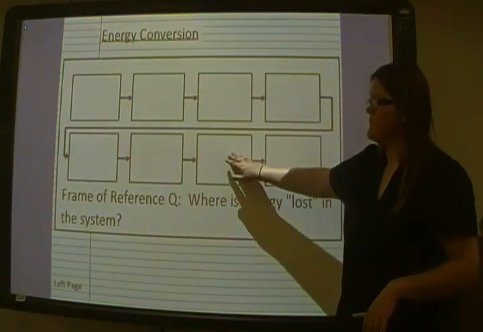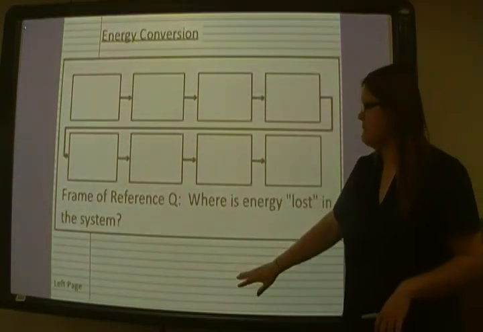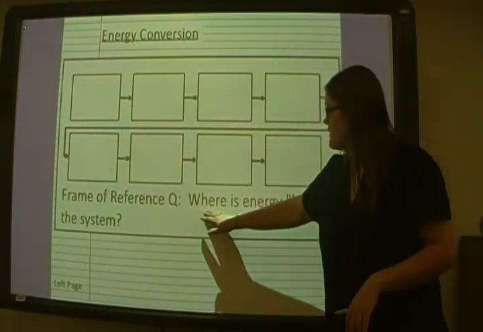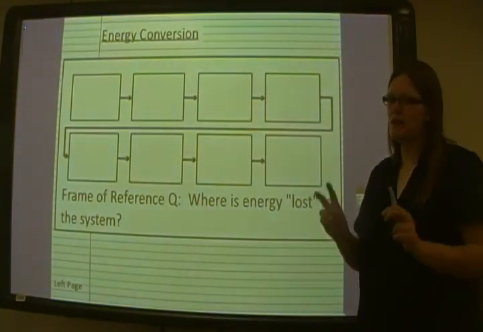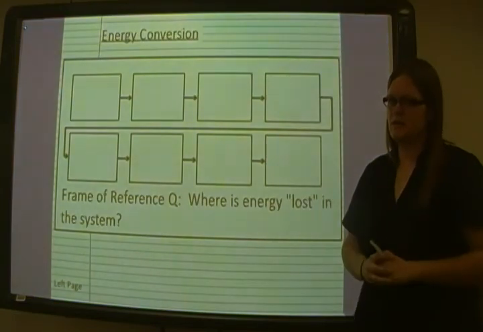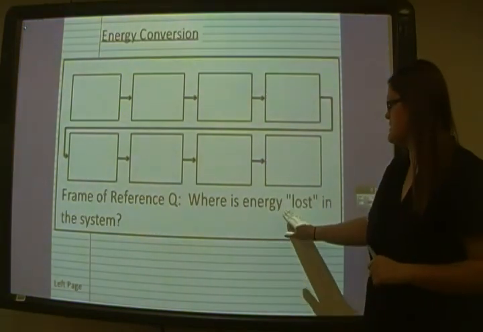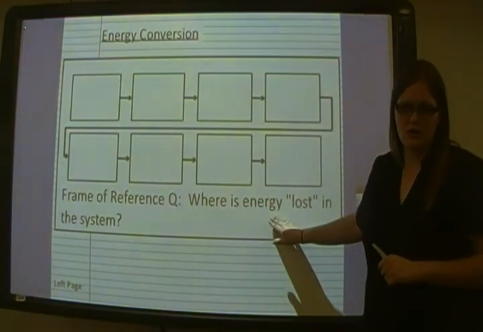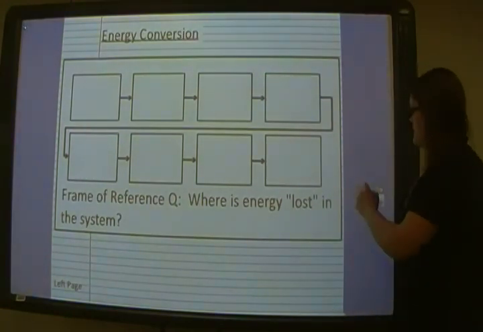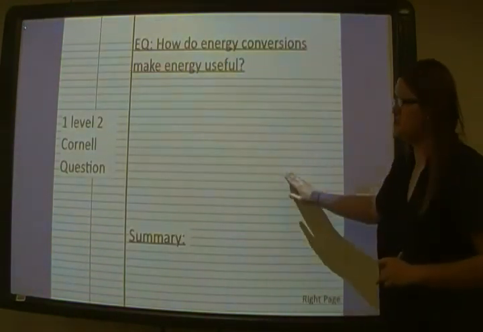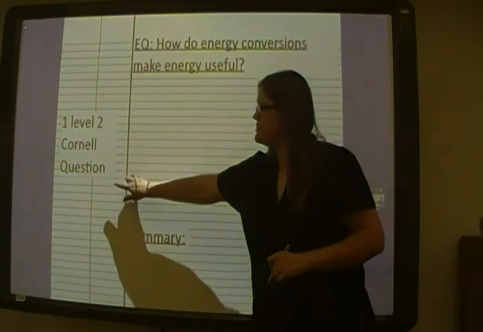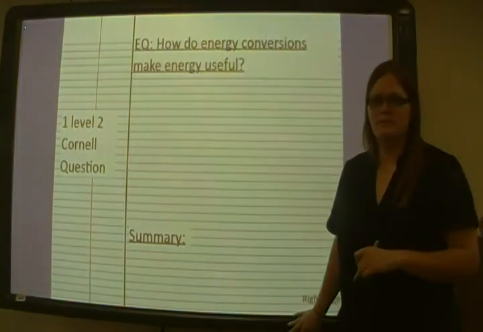When you're done mapping the energy conversions of your energy system, be sure to answer this frame of reference question. Where is energy lost in the system? I want you to think about this idea and relate it back to the law of conservation of energy. And finally, to finish this set of notes, you need one level 2 Cornell question and then a summary.